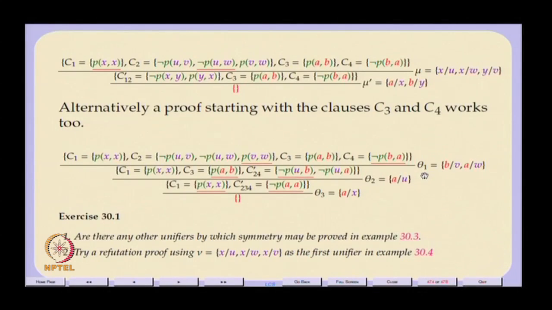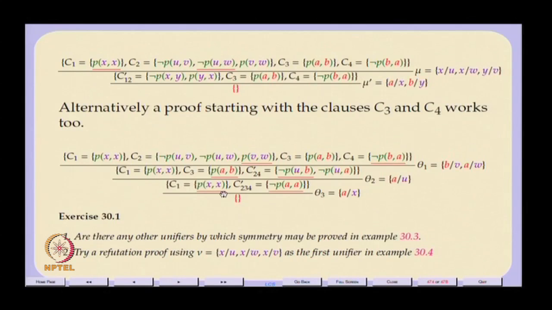So, here is the first theta 1, which just does B for V and an A for W, and it resolves this P V W against this clause not P of B A, does this substitution and you get this whole thing. Then you got this P A B and you got this not P U B, not P U A. So, one possibility is to just do an A for U and get this P of x x and not P of A A, which of course derives the empty clause with an A for x.